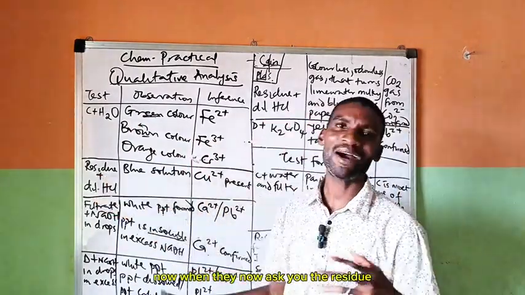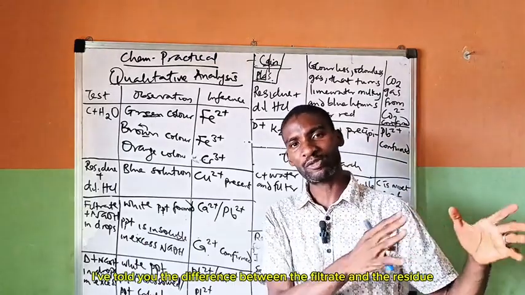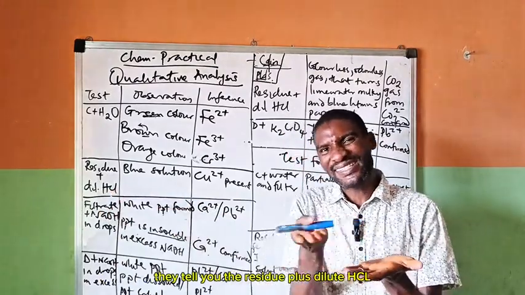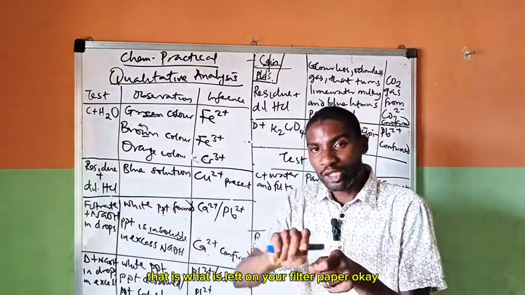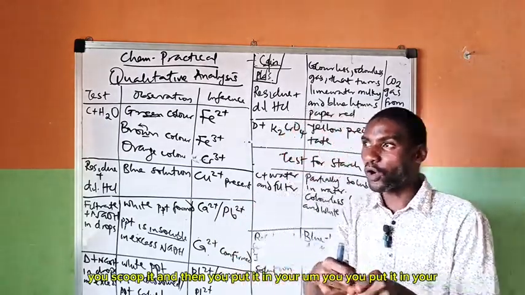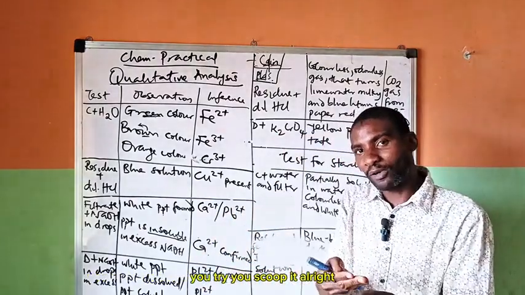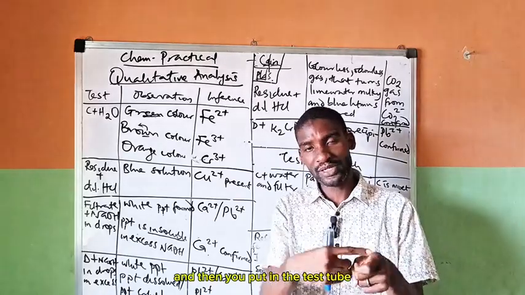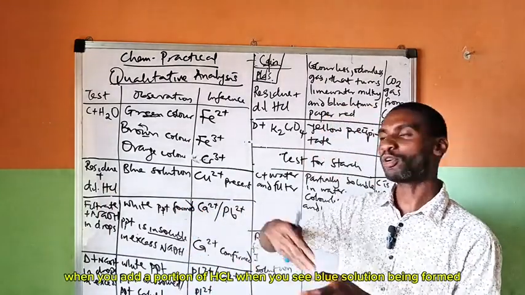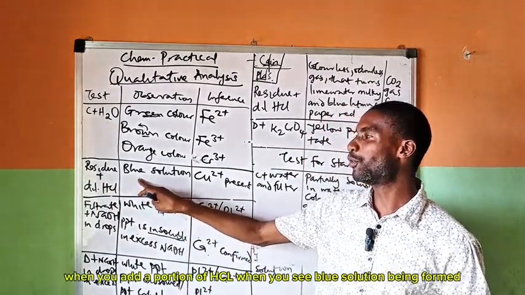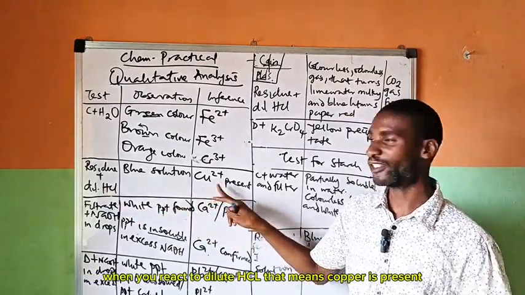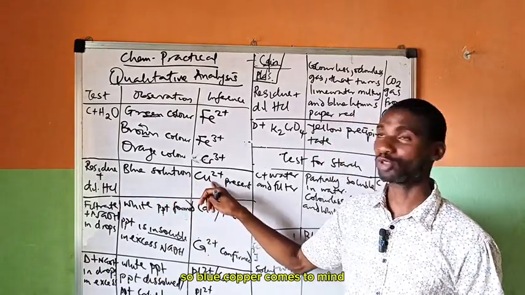Now, when they ask you about the residue, I've told you the difference between the filtrate and the residue. They tell you the residue plus dilute HCl. That means what is left on your filter paper, you scoop it and then you put it in the test tube. Then you add a portion of dilute HCl to it. When you add the HCl and you see a blue solution being formed, that means copper is present. So blue, copper comes to mind.